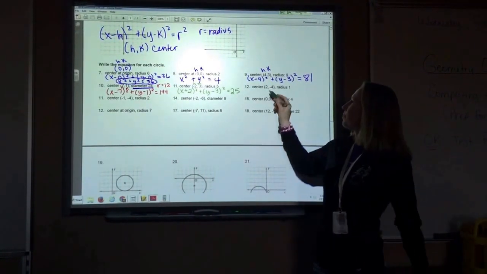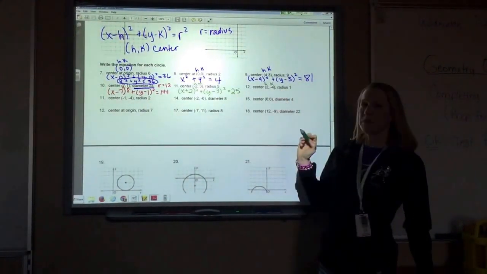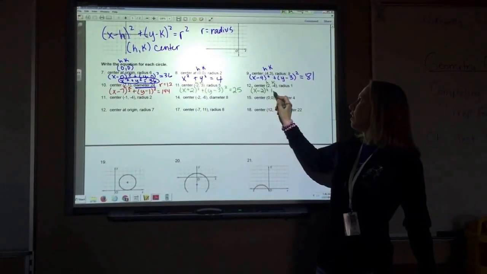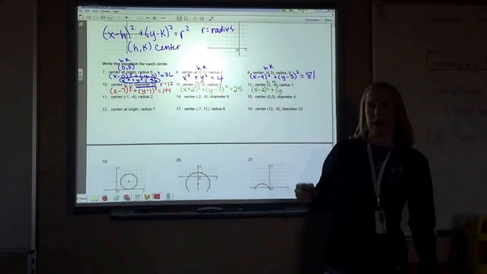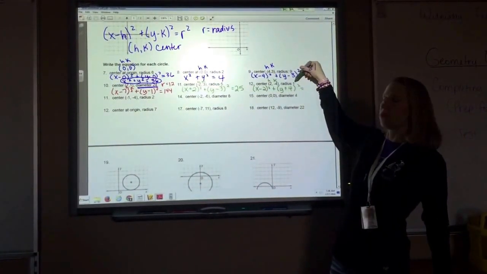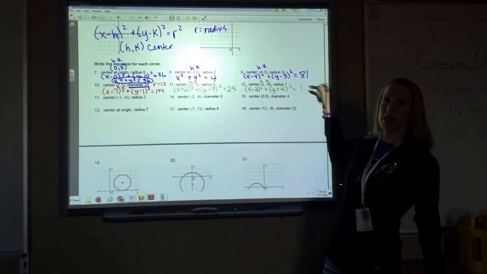I'll do one more. This is my h and k. So I would do (x - 2)² + (y - a negative 4, so plus 4)² = the radius squared, 1 squared is just 1.